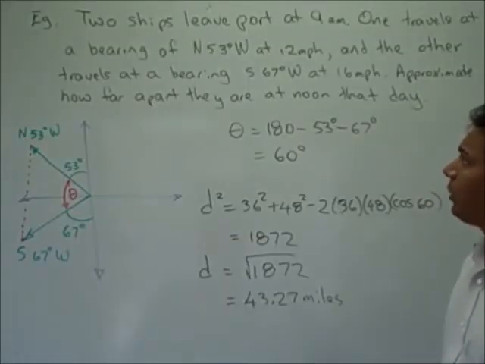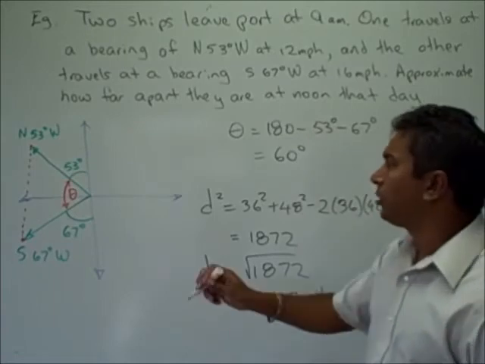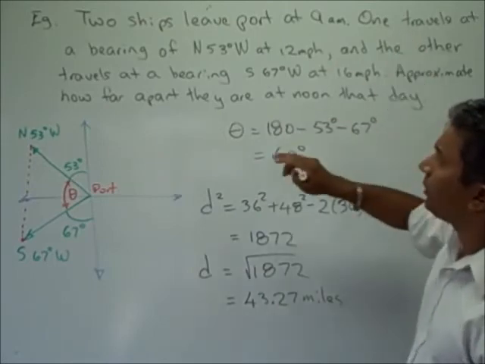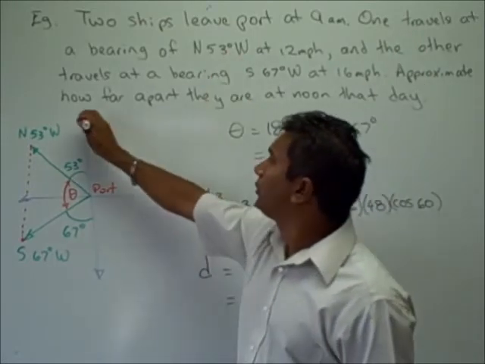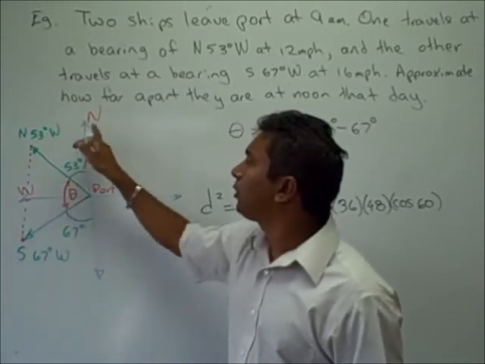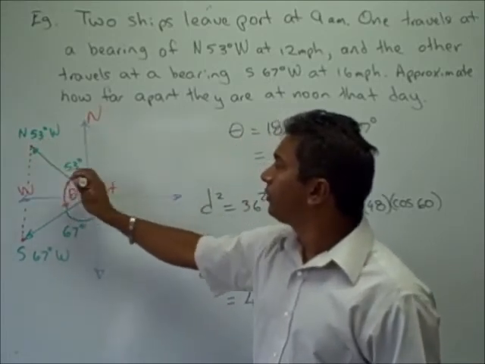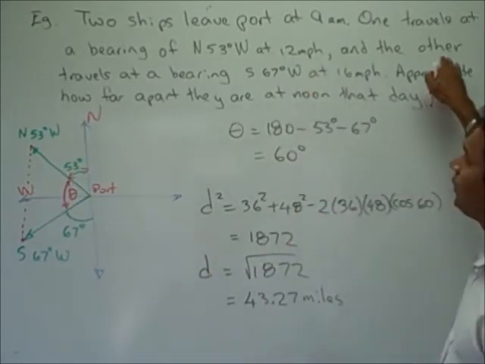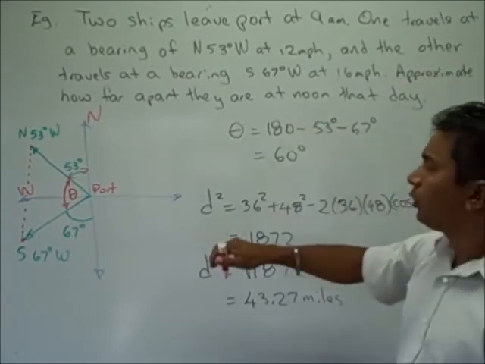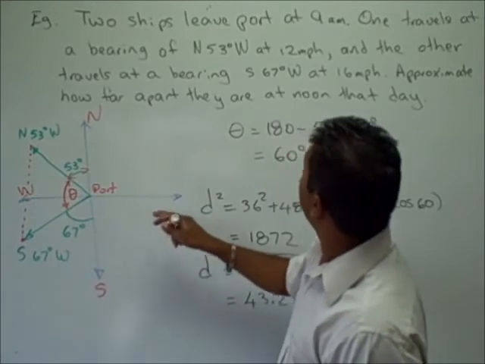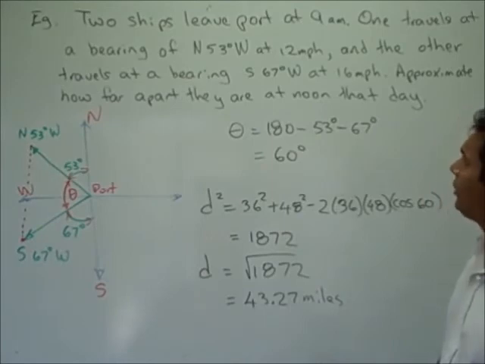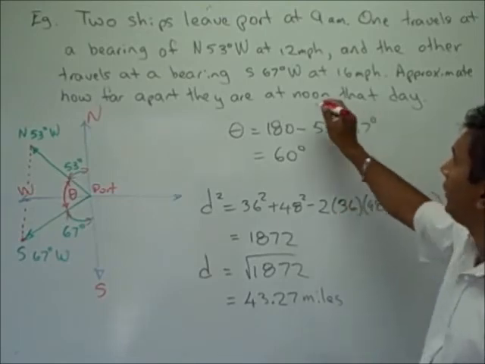So here we have an application problem. We're told that two ships leave our port. So here's our port, our origin. And one travels at a bearing of north 53 degrees west. So this is our north and this is our west. So northwest 53 degrees would be here. So this is our angle, 53 degrees. And it's traveling at 12 miles per hour. We're told that the other ship travels at a bearing of southwest. So this will be southwest at a bearing of 67 degrees. So here we have 67 degrees at 60 miles per hour. And we're asked to find approximately how far apart they are at noon that day.